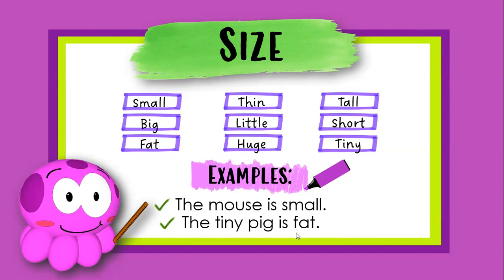So here, how many adjectives do we have? We have two. We have tiny describing the pig, and we have fat. It is describing the pig as well. The tiny pig is fat.